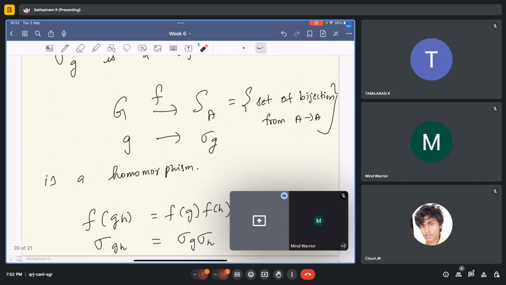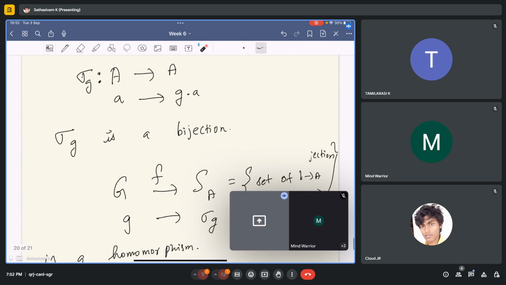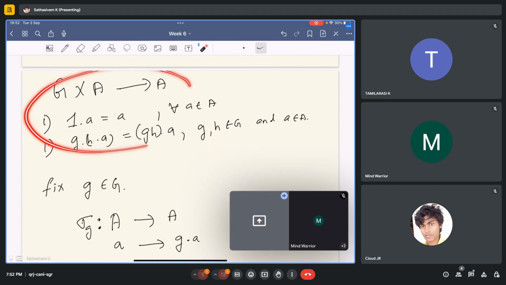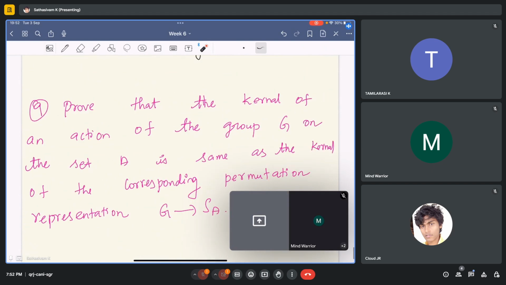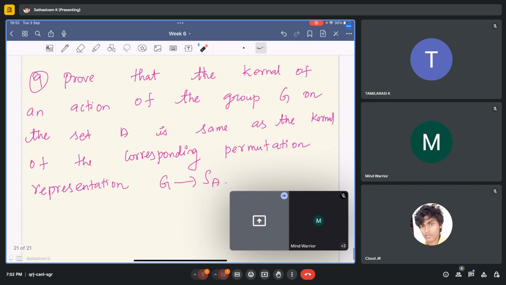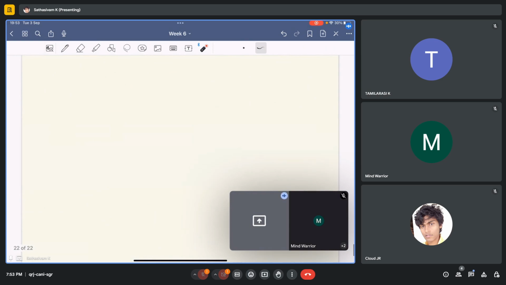So there is a kernel here, right? Because it's a homomorphism, we can talk about the kernel. And for the action also, we have defined a kernel. Now the question is what is the relation between these two things? The problem says the kernel of the action of the group is the same as the kernel of this particular permutation representation, which is the homomorphism. So let's try to prove it here.